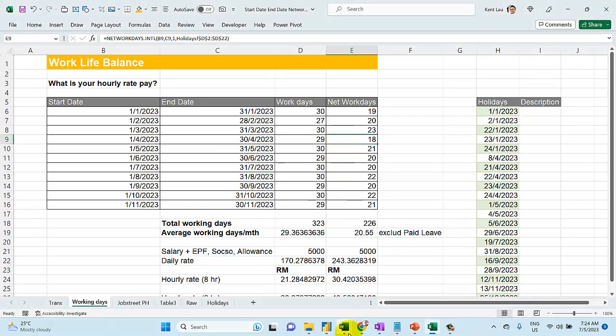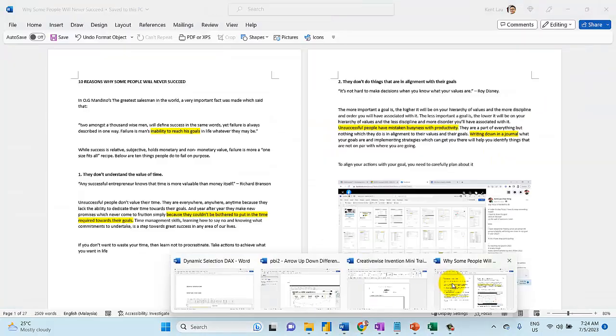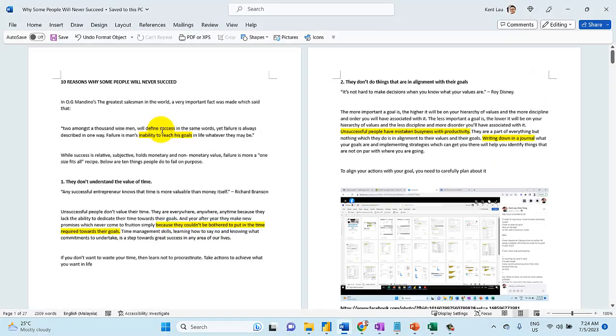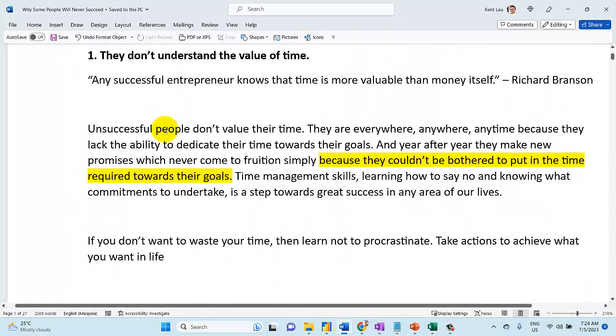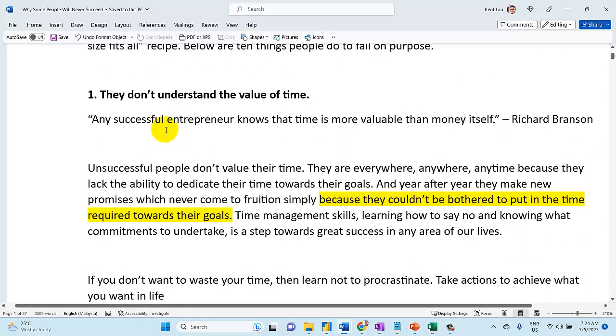So why do I talk about this? Well, that's because if you want to be a successful person, the number one reason is that you must value your time. Any successful entrepreneur knows that time is more valuable than money itself. So you have to consider the time that you require to reach the goals.